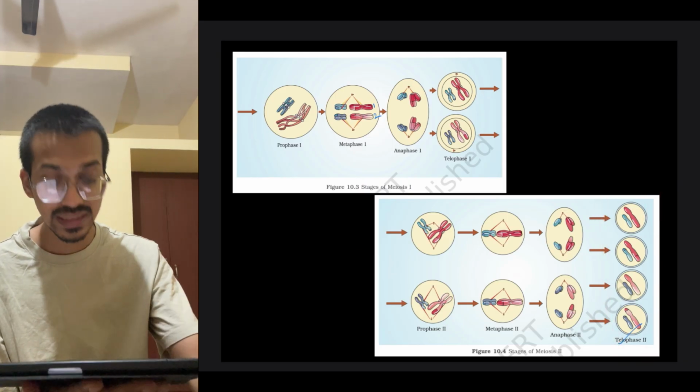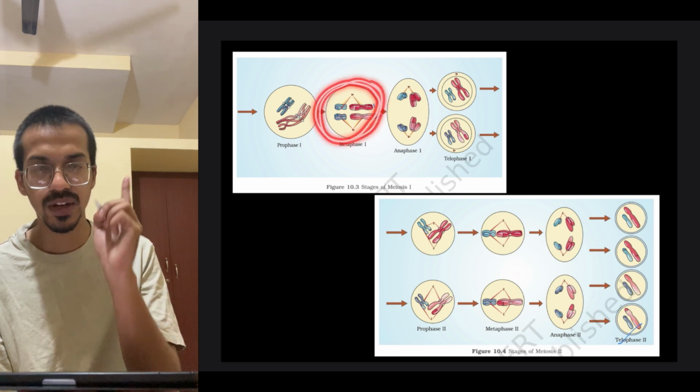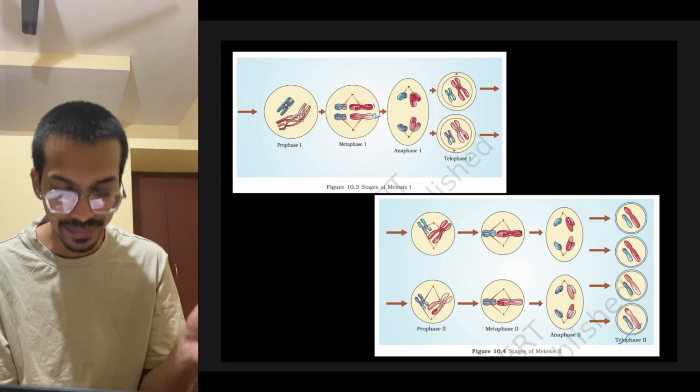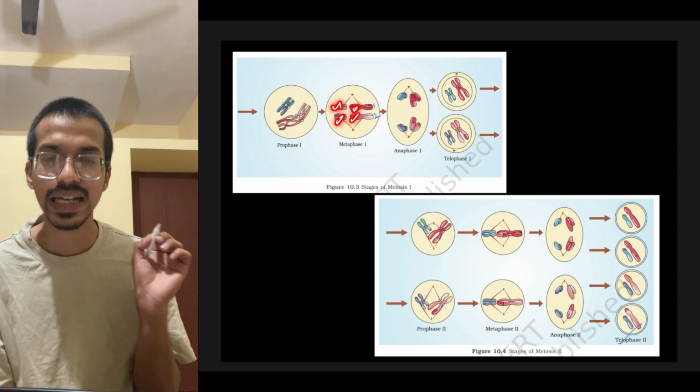You can see here there are two metaphasic plates. Okay, this is a very important point. So it shows metaphase 1. Moving on, you can even see that crossing over has taken place.